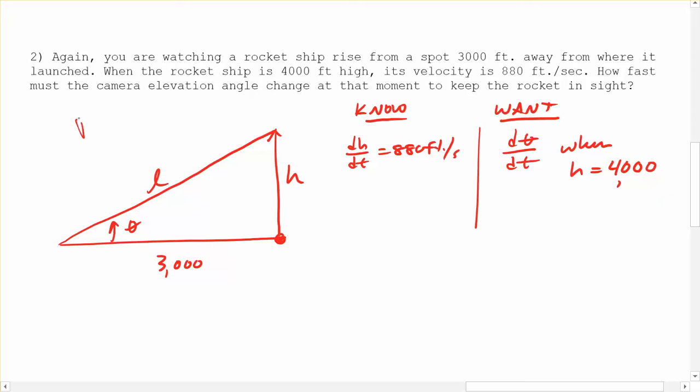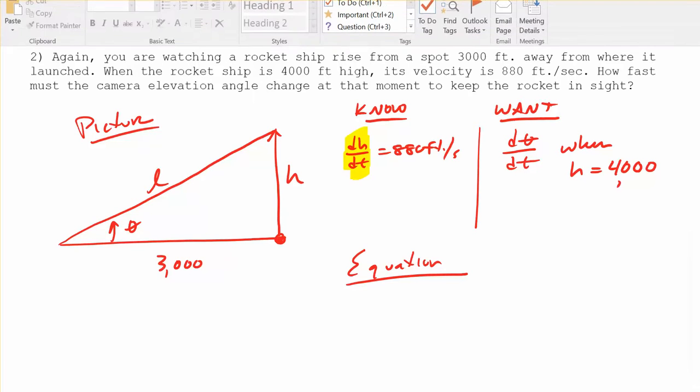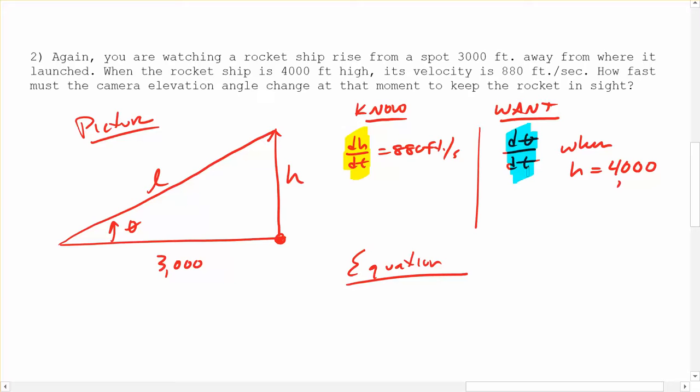You do the picture, and then you write the equation, right? But to figure out what the equation is, you need to link together what you know and what you want. So in this case, you're trying to link together h from dh/dt and θ. What function are we going to use to link together θ and h? David? Sine, yeah, exactly.